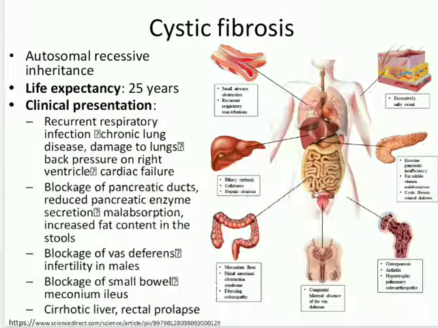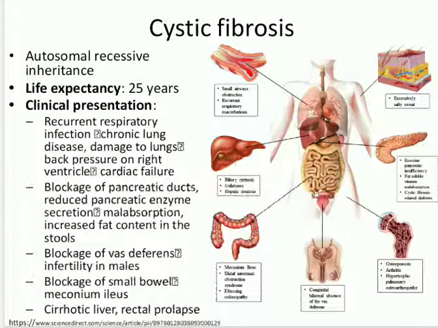Cystic fibrosis is an autosomal recessive trait. Until 1955, the life expectancy was only 5 years, and after that, life expectancy is 25 years. So here there will be a thick viscous mucus which is obstructing the passages. The airways will be blocked by thick mucus secretion. So that leads to recurrent respiratory tract infection, and that leads to chronic lung disease.